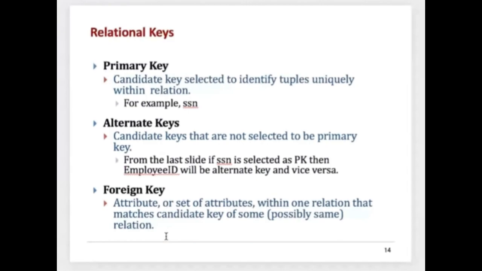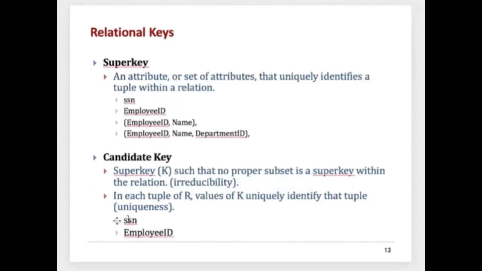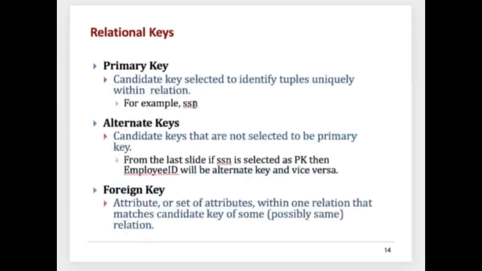Out of the candidate keys, we should select one of them as the primary key. We can select any one of them. This is your choice. You can select whatever you like. Let's say in our example we had two keys, SSN and employee ID, as candidate keys. You selected SSN as the primary key. The other one which remains, that is our employee ID, will be called our alternate key.